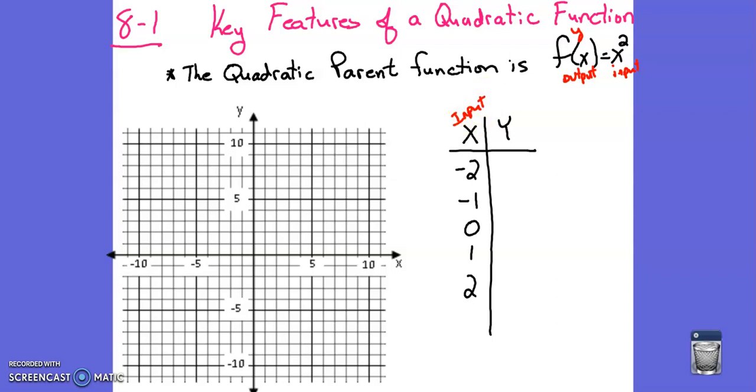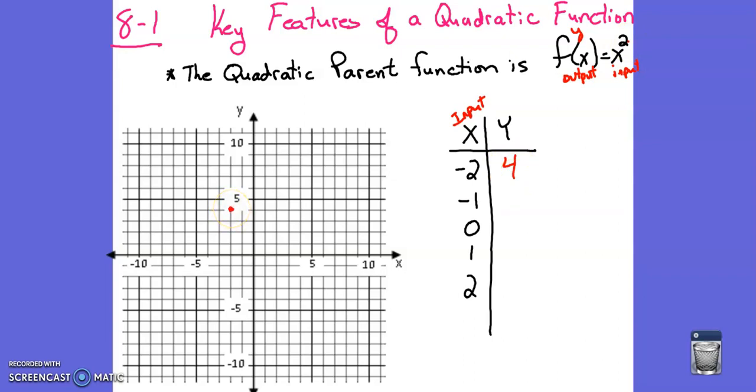You can put negative 37, positive 19.9. I mean, you can put any number in for the thing. But normally we stay with these 5 numbers because they're pretty basic. So if I put each of these numbers in, let's start at negative 2. So negative 2 squared means negative 2 times negative 2. I'm going to get 4. So if I graph negative 2, 4, it would be right here.